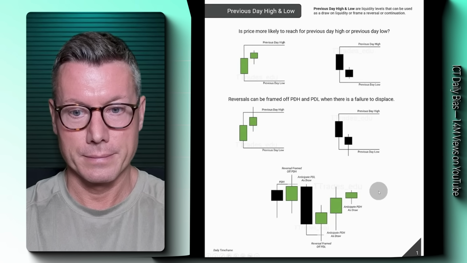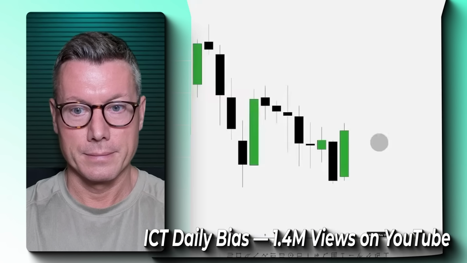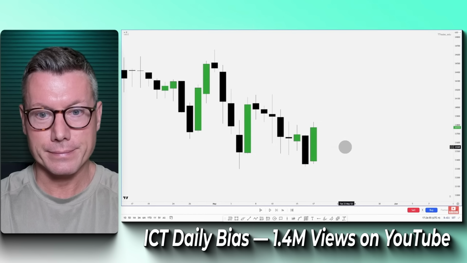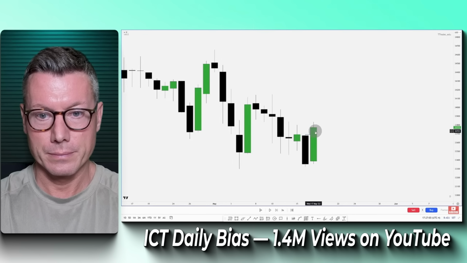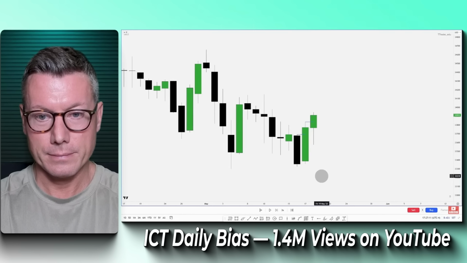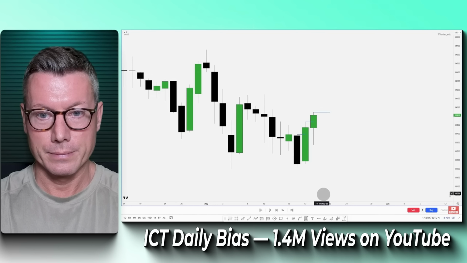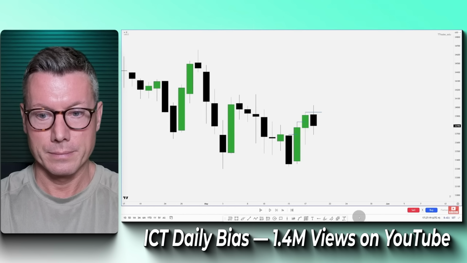So let's hop into the charts and look at a few examples of this. Previous day highs and lows to frame a bias or a draw on liquidity. So for example here, we have our previous day high and we closed above it. So I would like to see price move higher. An easy draw would be this previous day high. Letting price move forward, we close over it again. So another easy draw on liquidity would be this previous high.